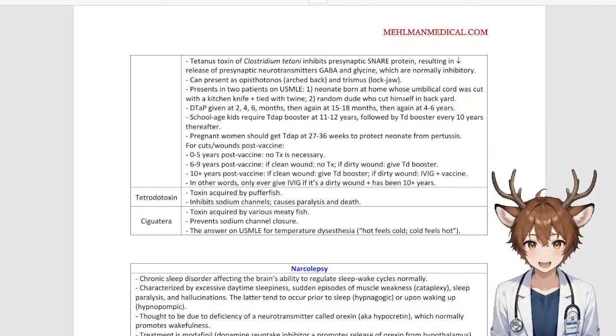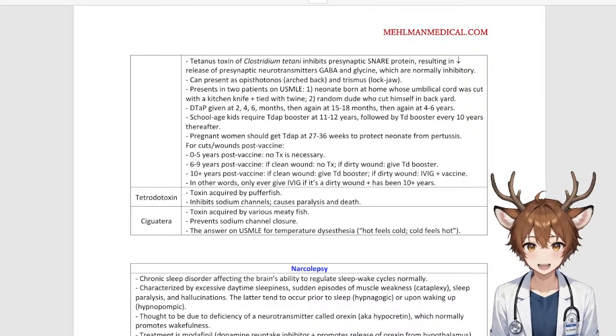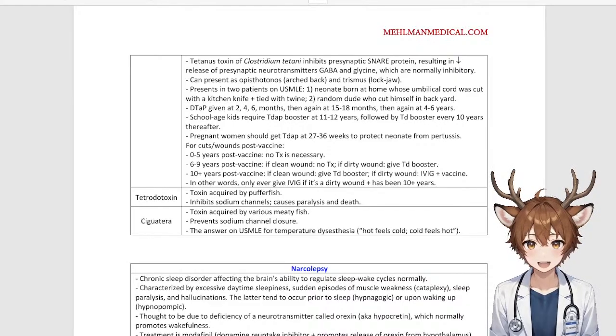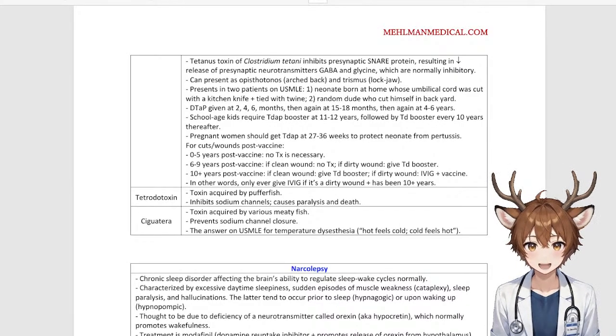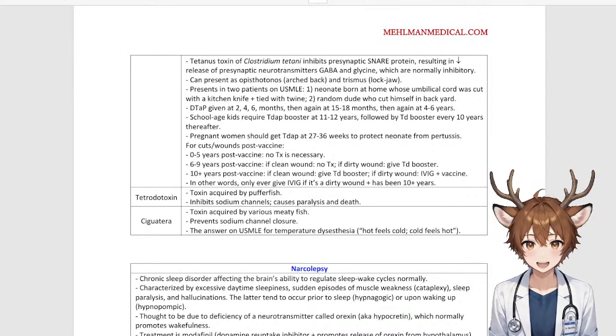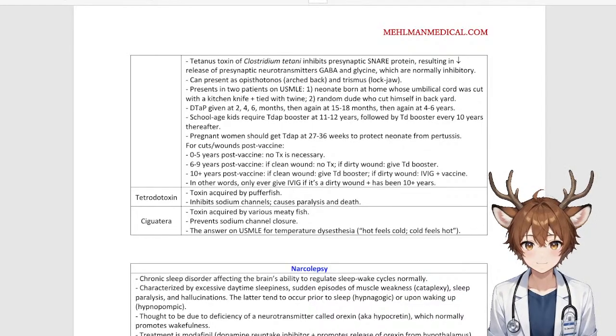What about tetrodotoxin? Toxin acquired by pufferfish, inhibits sodium channels, causes paralysis and death. Ciguatera, toxin acquired by various meaty fish, prevents sodium channel closure. The answer on USMLE for temperature dysesthesia: hot feels cold, cold feels hot.